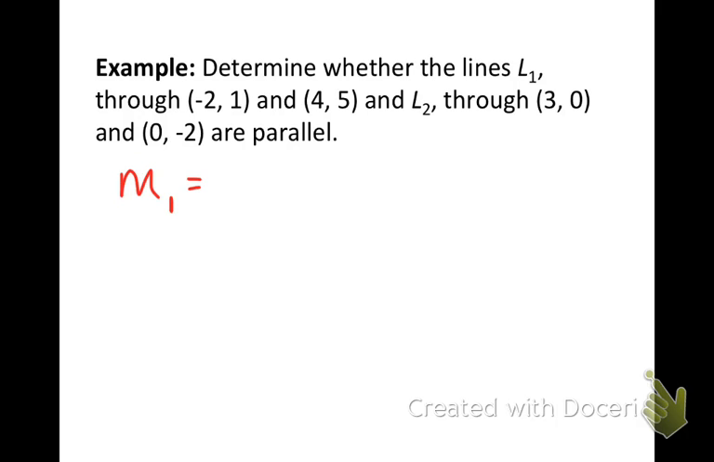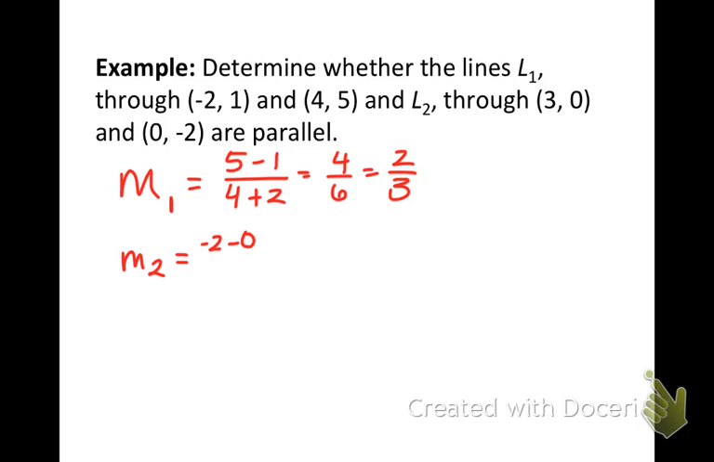So we're going to do 5 minus 1 over 4 minus a negative 2, which would be plus 2. So 4 over 6, which reduces to 2/3. And I'll do a subscript of 2 for the slope of line 2, just to keep my thoughts organized. So here I'm going to do negative 2 minus 0 over 0 minus 3, which is negative 2 over negative 3, which is really positive 2/3. So are they parallel? Yes, parallel.